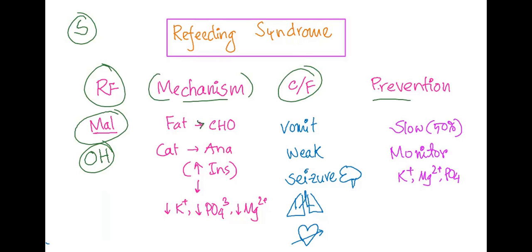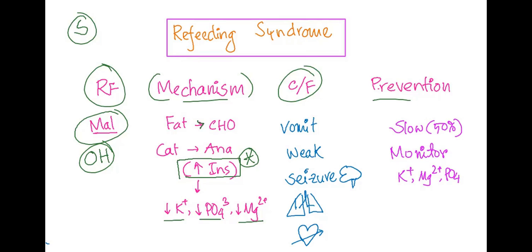carbohydrate metabolism. Whenever you have carbohydrate metabolism, there is an increase in insulin because you have more availability of glucose, and the insulin level will rise sharply. And that will cause a shift of electrolytes into the cell, such as potassium, phosphate, and magnesium. Those will lead to decreased serum levels of those electrolytes, leading to hypokalemia, hypophosphatemia, and hypomagnesemia.